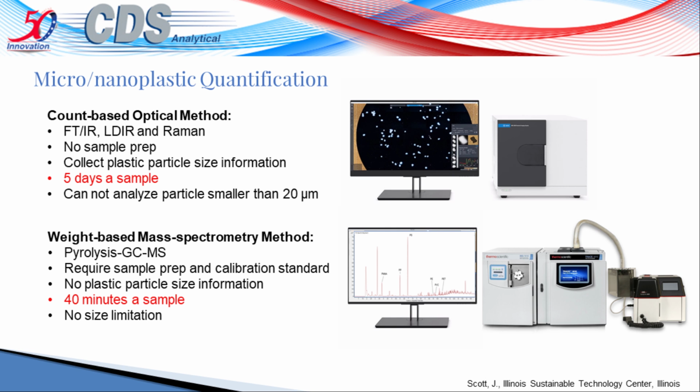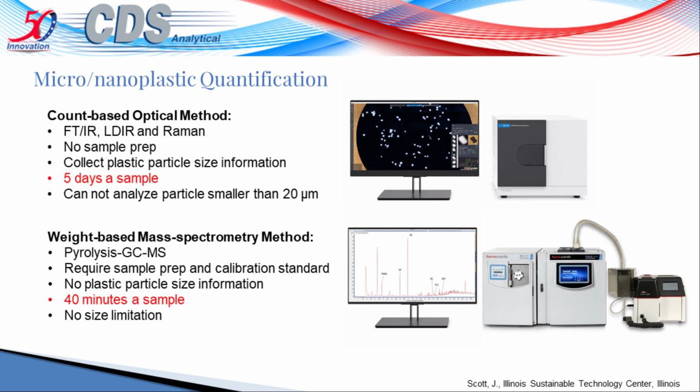So how do we do this? How do we determine the profile of plastics in our bodies or in animals or in the environment? There are count-based optical methods such as FTIR, LDIR, and Raman. The benefit to that is other than collecting particles, there's little sample prep. You get information on particle size and types of plastics. It's difficult to analyze particles smaller than 20 micrometers, and it can take from hours to days to analyze just one sample. So it can be a bit time consuming.